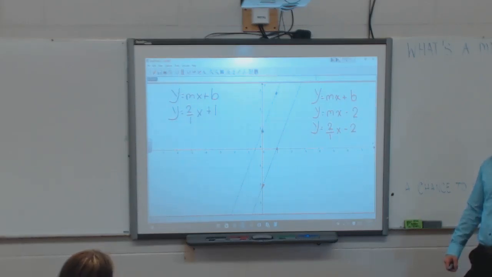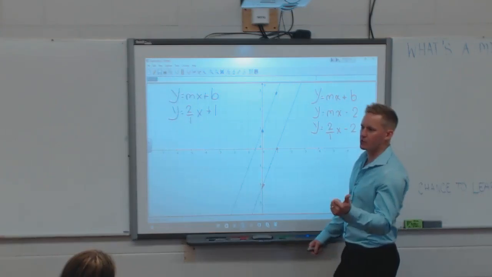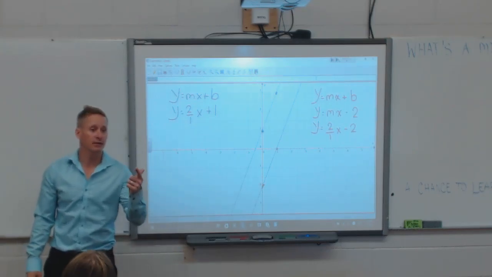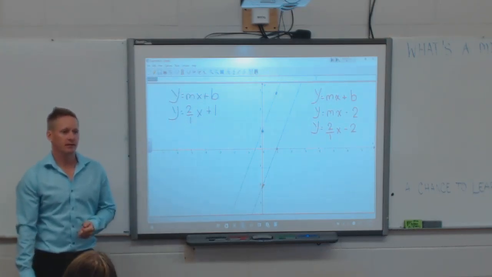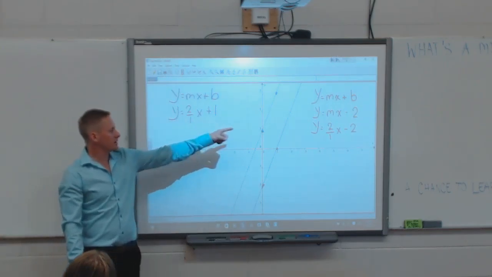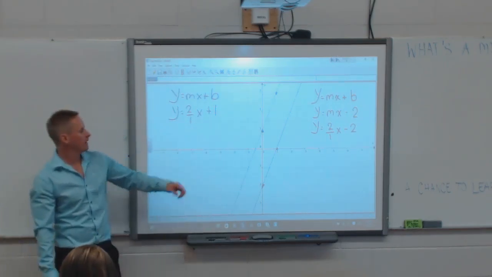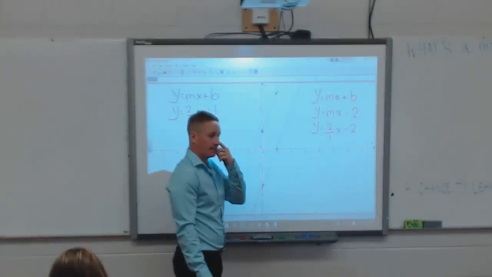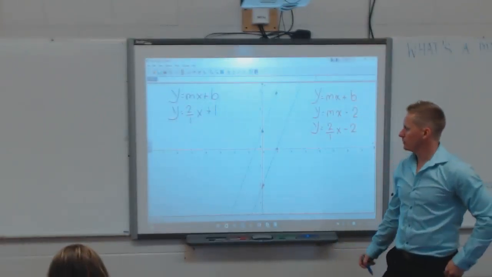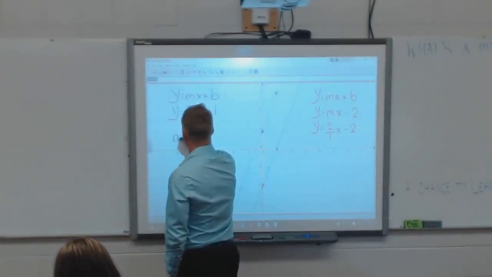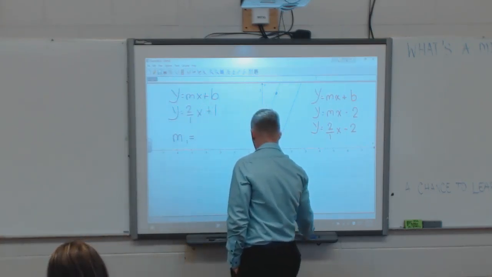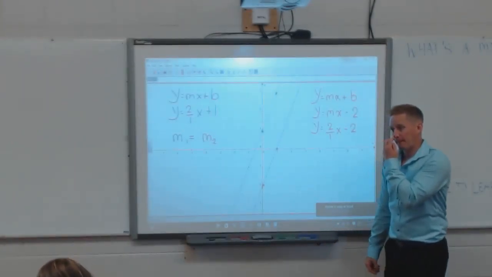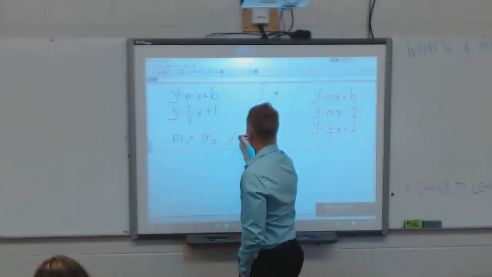What do you notice about the two equations? They have the same slope, but different what? Y-intercepts. So they're what, Casey? Parallel? Absolutely. That's today's lesson. Two lines are parallel with each other if they have the same slope, but different y-intercept. Okay, so make a note of that. Two lines in which the slope of this line is equal to the slope of this line, the two lines are parallel.